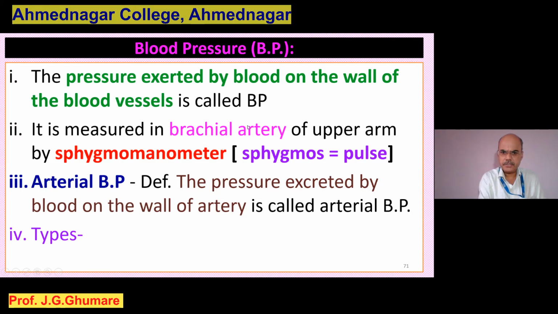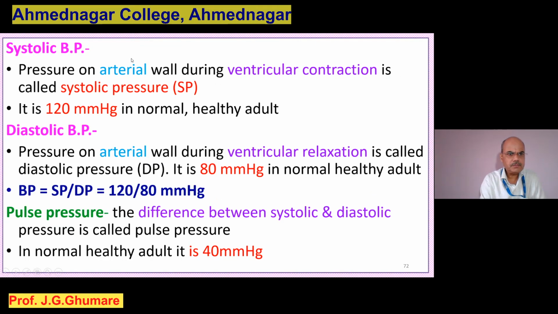The pressure is measured in this particular artery because, like pulse, pressure will be more near the heart. Pressure will be negligible here. We measure it in the middle. The artery present here in the upper arm is called the brachial artery, and we measure with the instrument called a sphygmomanometer. Sphygmos means pulse. We are going to study two types of blood pressure. One is called systolic, one is called diastolic. Systole means contraction, diastole means relaxation.